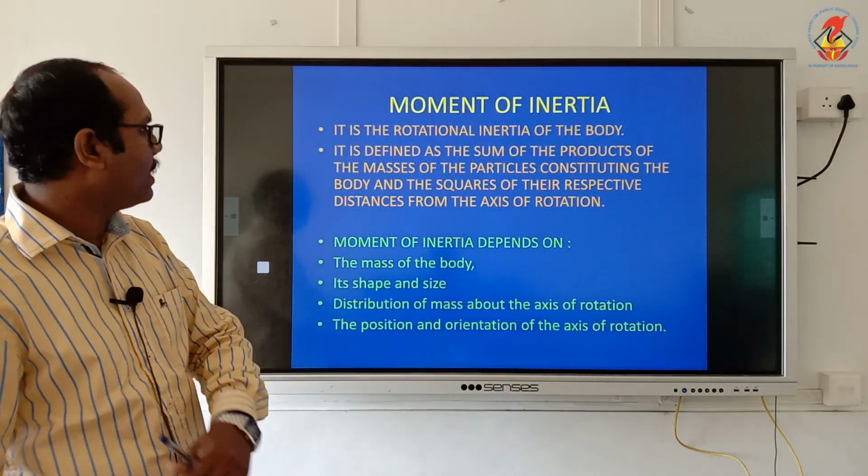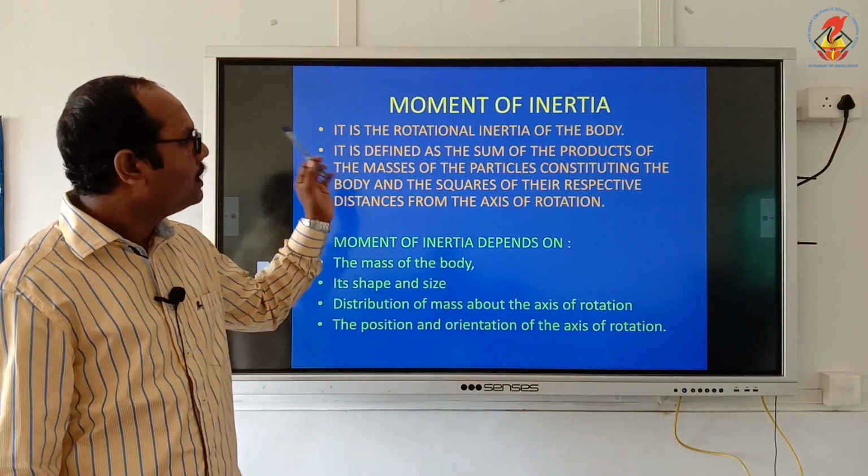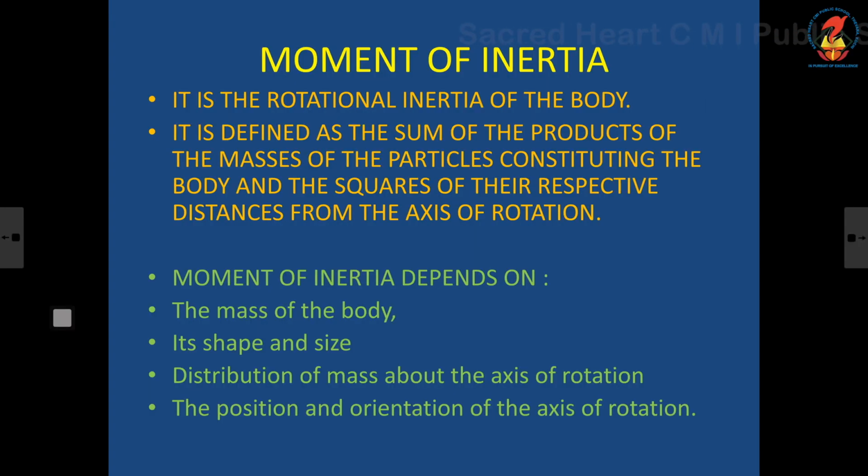And how will we define the moment of inertia? It is defined as the sum of the products of the masses of the particles constituting the body and the squares of their respective distances from the axis of rotation.